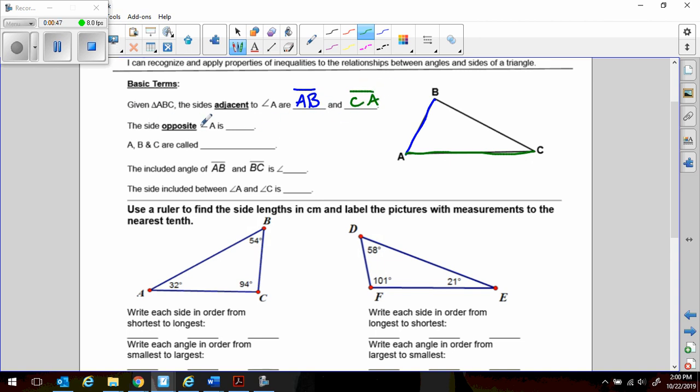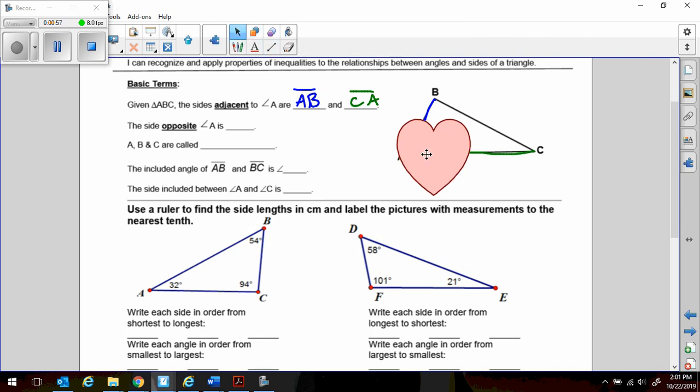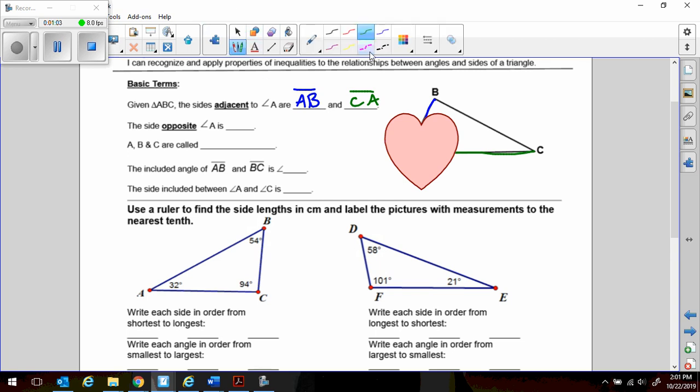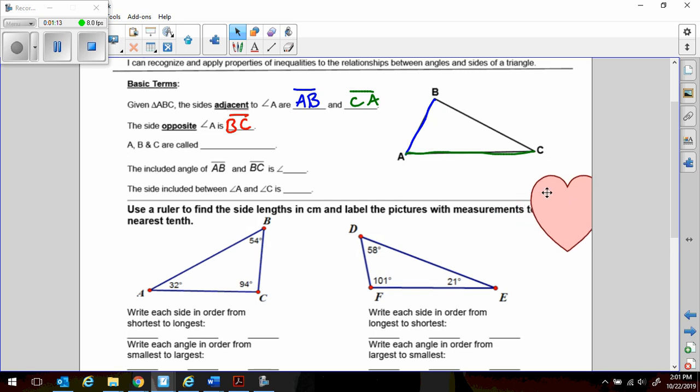Now, the side opposite to angle A: what I usually do in class is I tell you guys to cover it up with your hand. Which side do you see the whole thing of? Cover A up with your hand. We see the other side, BC. So I'm going to write it here, BC. It's the only side that's not going to have A in the name. The opposite side is a side that doesn't have that angle in the name.